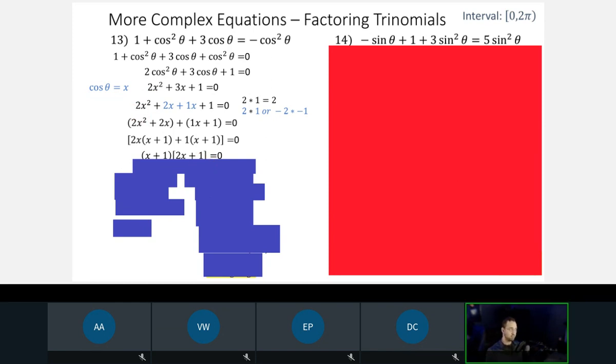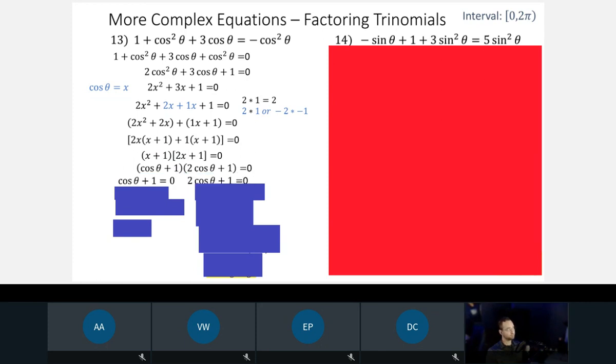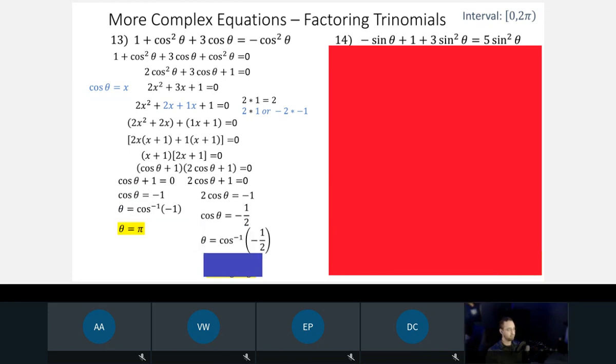All right, now from this step, I undo what I did with the x's. I replace all my x's back with cosine theta, so I have cosine theta plus 1 and 2 times cosine theta plus 1. I'm just undoing what I did, and remember, I only did that replacement to make it look easier. So now it's factored. I set both factors equal to 0 and solve them both accordingly. I'm just going to show the work because it's rather simple from this step. So we have 3 answers: theta equals pi, theta equals 2 pi over 3, and 4 pi over 3.